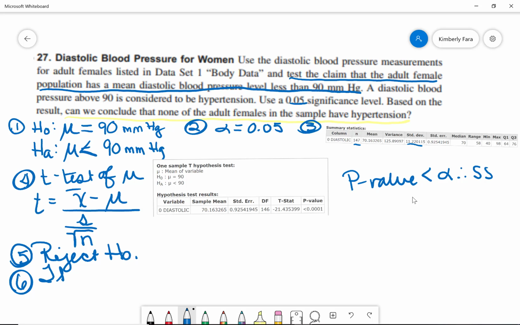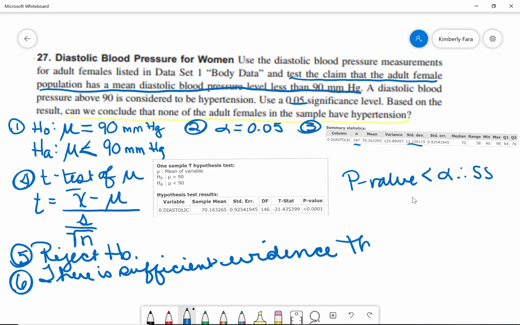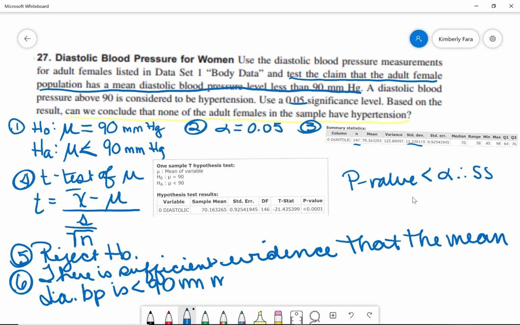Our summary statement can read something like, there is sufficient evidence that the mean diastolic blood pressure is less than 90 millimeters of mercury.